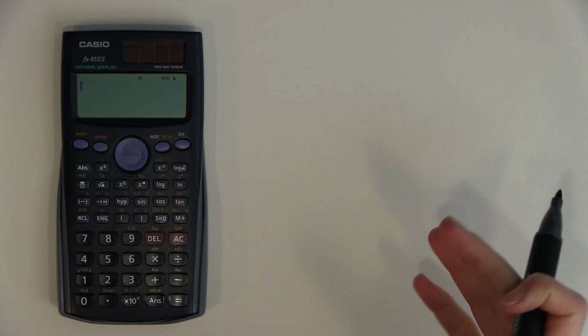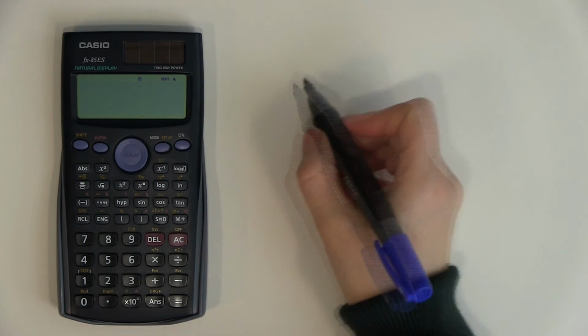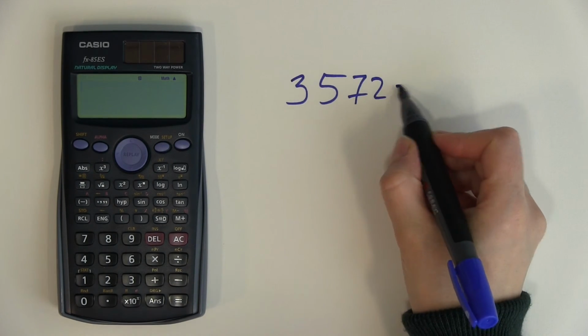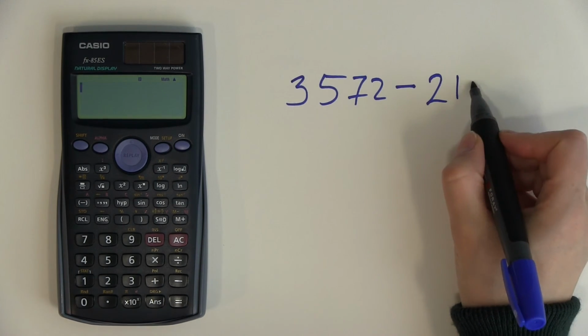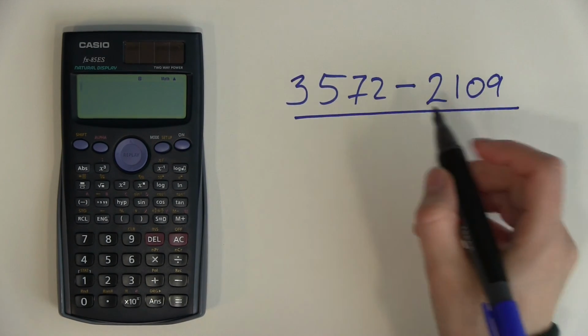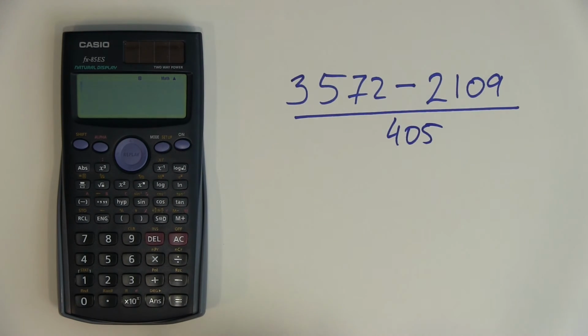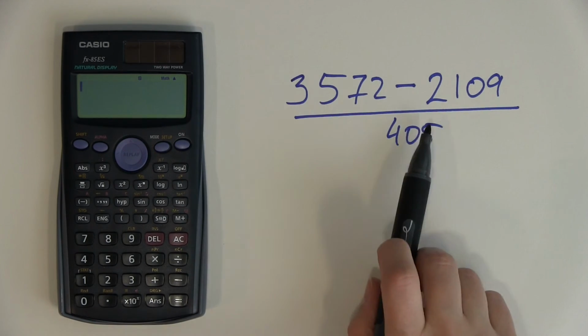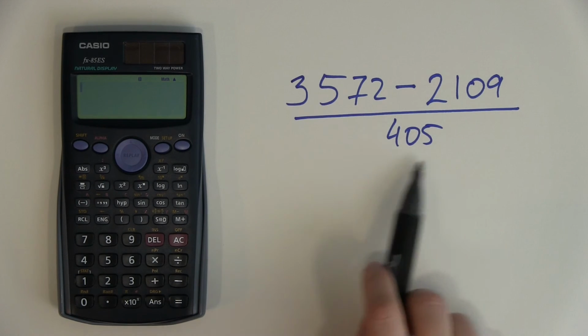Now, fractions so far have been quite boring, because we just needed to press a couple of buttons and we just found the decimal equivalent. But you can use them for longer, more complicated calculations. For example, if I needed to calculate 3,572 minus 2109 over 405. If you were using an ordinary calculator, not a scientific calculator, you would need to do the subtraction first and then find the answer for that and then do the division.